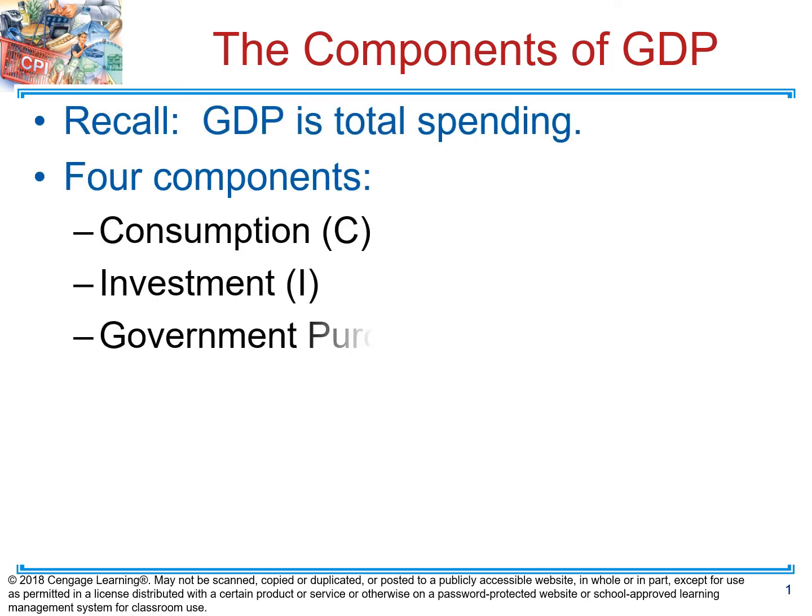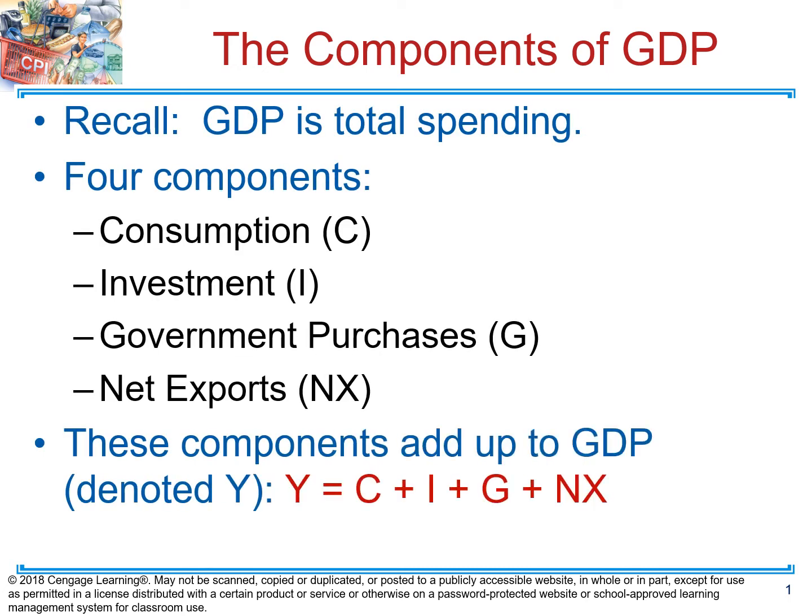So guys, we're going to continue with chapter 5, and now we're going to talk about components of GDP. We already know that GDP is the market value of all final goods and services produced within the economy in a certain period of time. And remember, GDP measures everybody's income in the economy or everybody's expenditure in the economy, doesn't it?